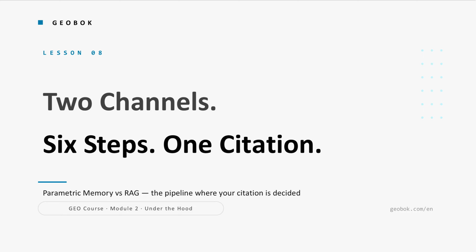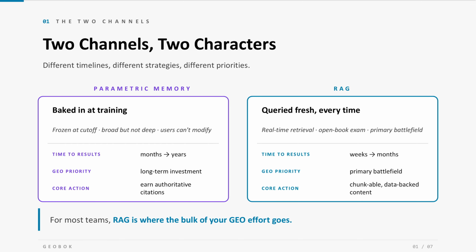Parametric memory, baked into the model during training, frozen at cutoff, and RAG, real-time retrieval, open book exam, queried fresh on every question. Understanding the distinction between these two channels is the single most important prerequisite for doing GEO well. They have different timelines, different strategies, different priorities. This lesson covers both, then drills into the 6-step RAG pipeline, the primary battlefield, where your content either gets cited or gets eliminated. 2 channels, 2 characters.